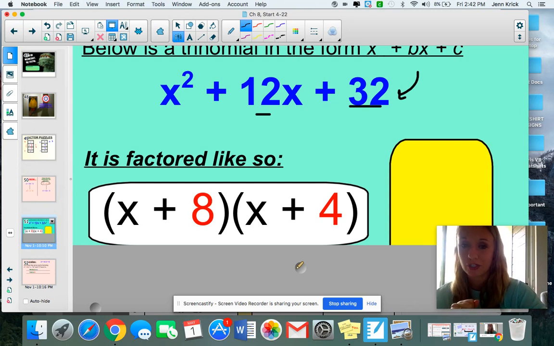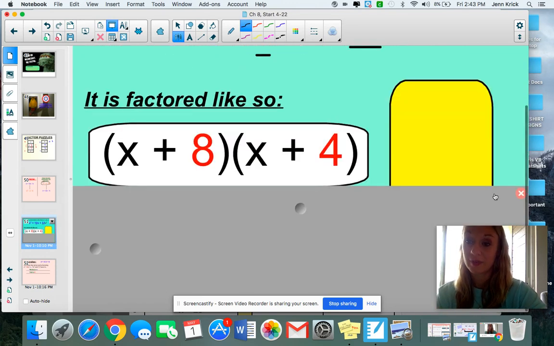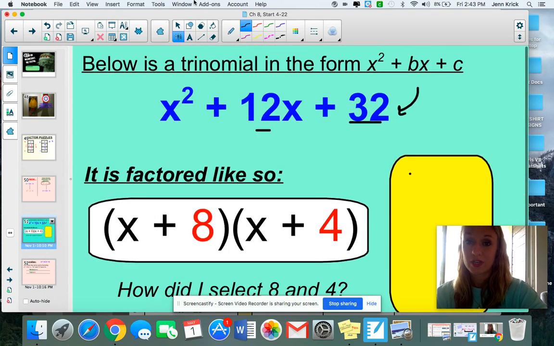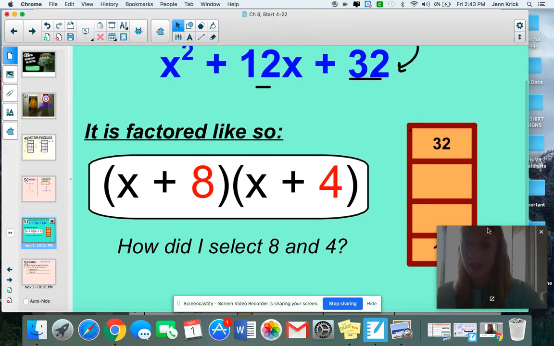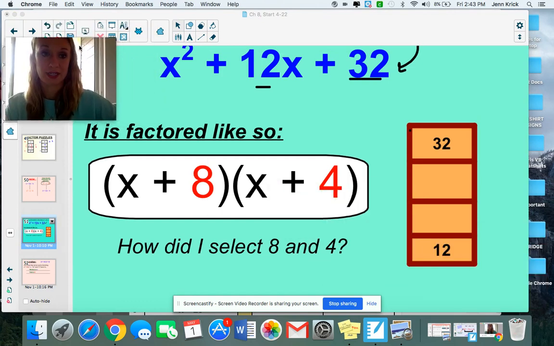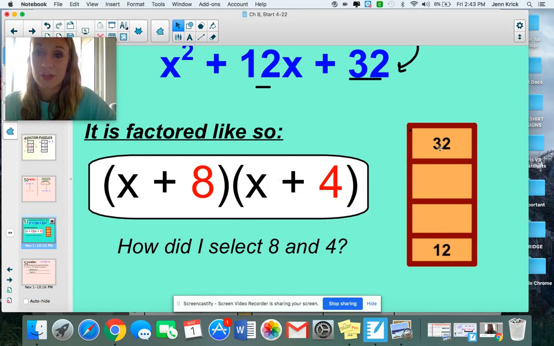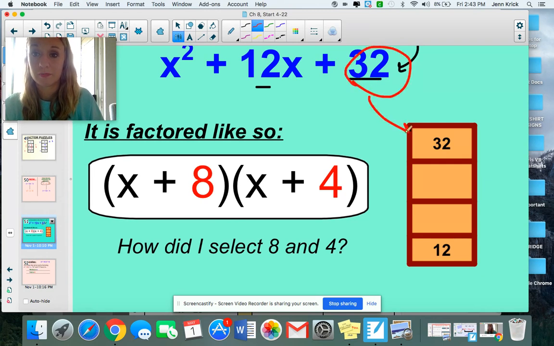How did I know to use 8 and 4? If you want to pause it and look at it, that might be a good idea, but ask yourself, how did I get 8 and how did I get 4? Well, I'm going to tell you. If I'm looking at my factor puzzle, I need two numbers that multiply to 32 and add up to 12. Look at how those connect to your trinomial. I need two numbers that multiply to my last term and add up to my middle term.